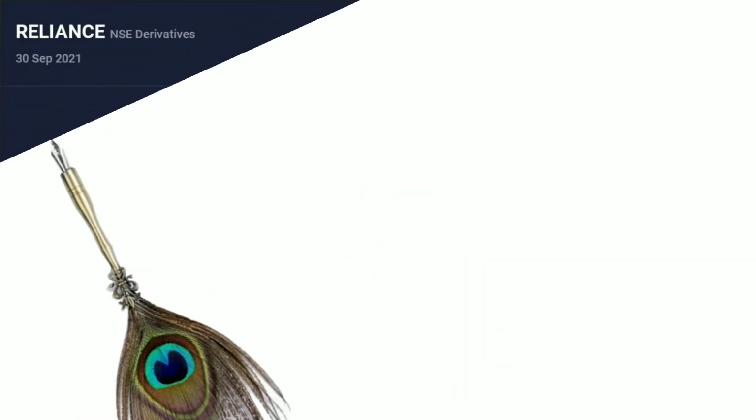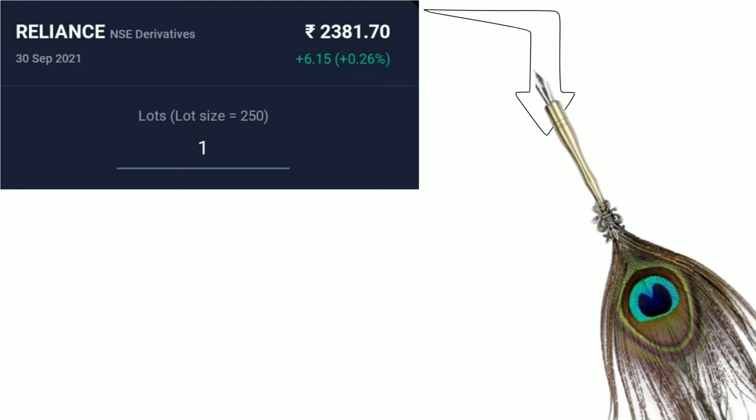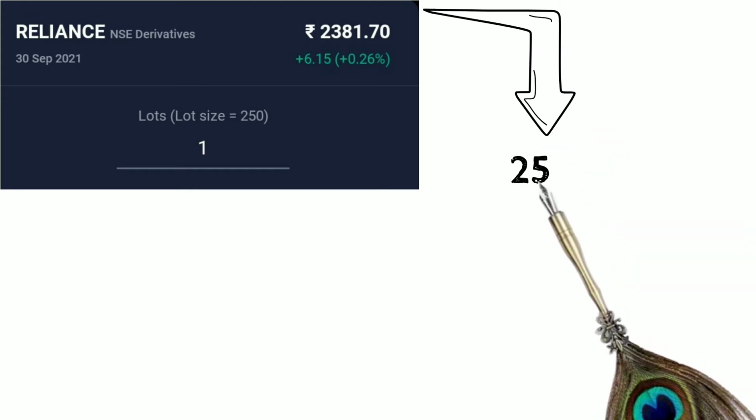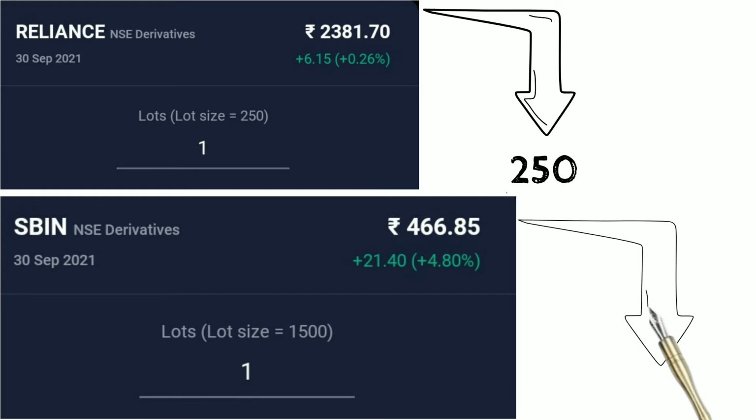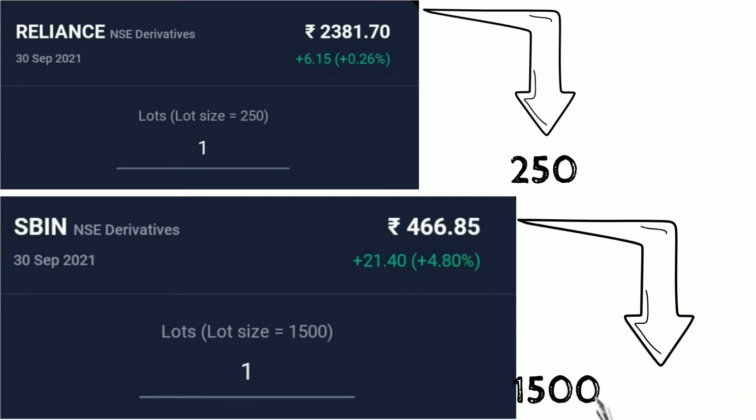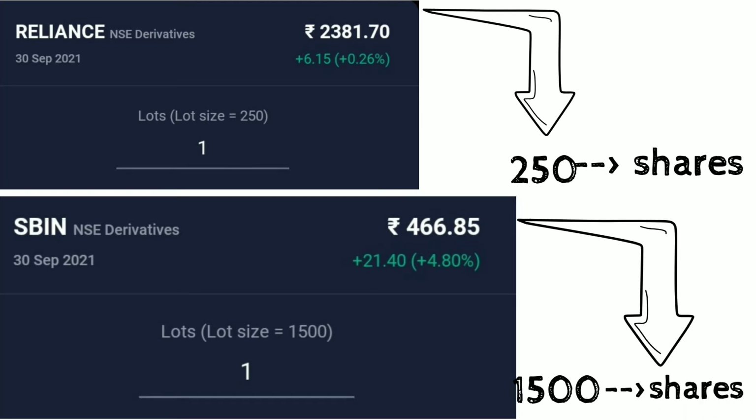Another thing is, you always have to buy futures in lots. Every share's lot size is different. For example, Reliance lot size is 250 and SBI Bank lot size is 1500. That means every time you buy one lot of Reliance, it will be equal to 250 shares, and every time you buy one SBI future lot, it will be equal to 1500 shares.